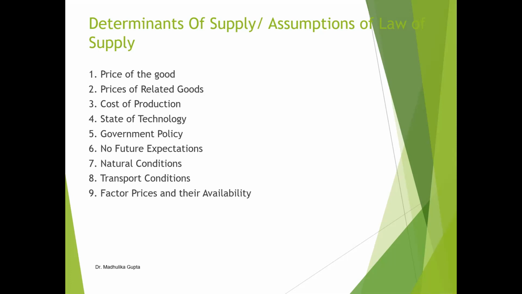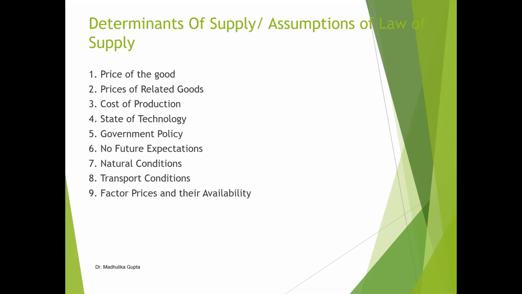Understood? The next assumption or determinant of supply is cost of production. It implies the supply of a product would decrease with an increase in the cost of production and vice versa. Now the supply of a product and cost of production are inversely related to each other.